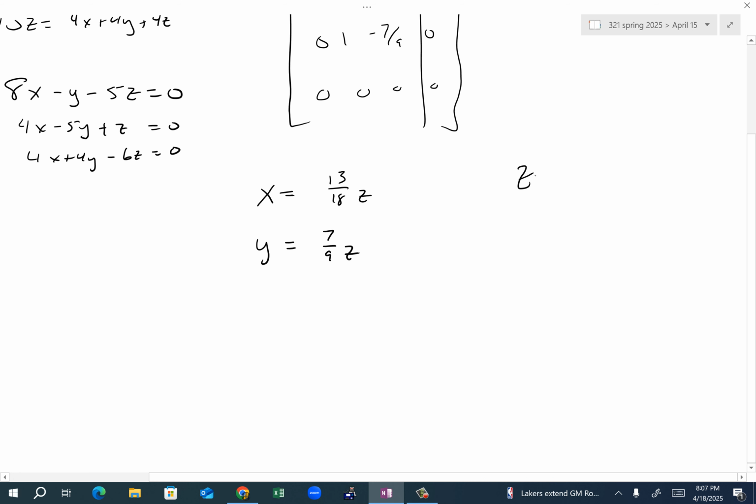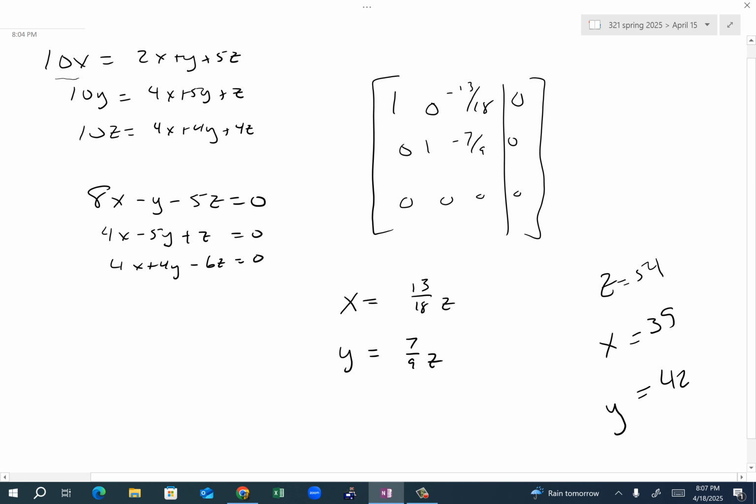But let's just say that Z is equal to 54. So 13 eighteenths times 54 is $39 for X, and then for Y, 7 ninths times 54 is $42. Nice. And is that true? I don't know, if you plug it in, if you come back up here, 540. If you plug that, no, I'm sorry. The top one would be $390, and if you do that, it'd be 78 plus 42 plus 5 times 54. Hey, that checks. Yay!